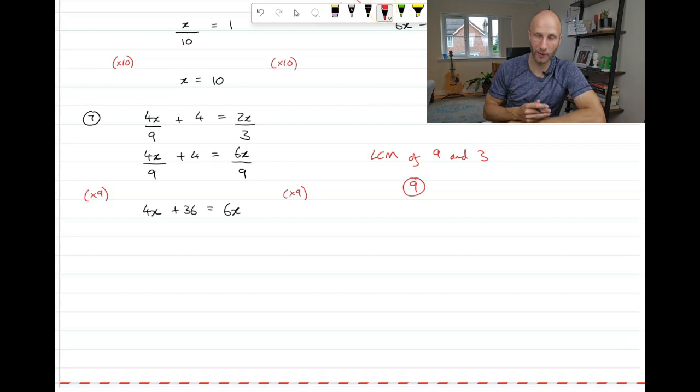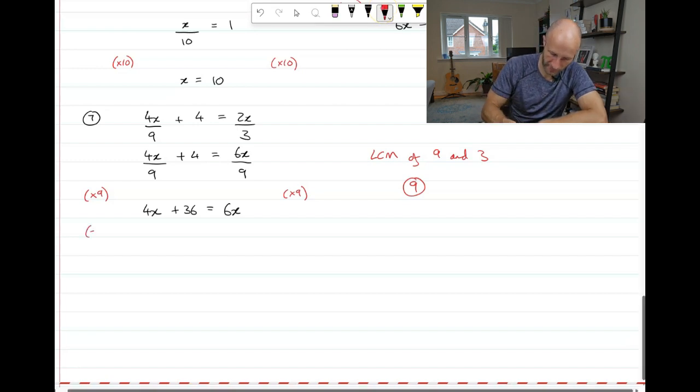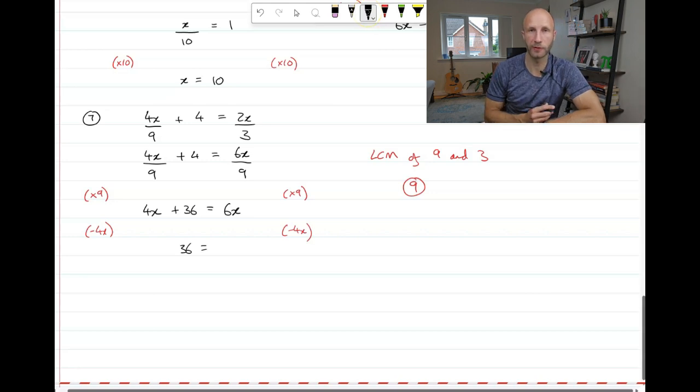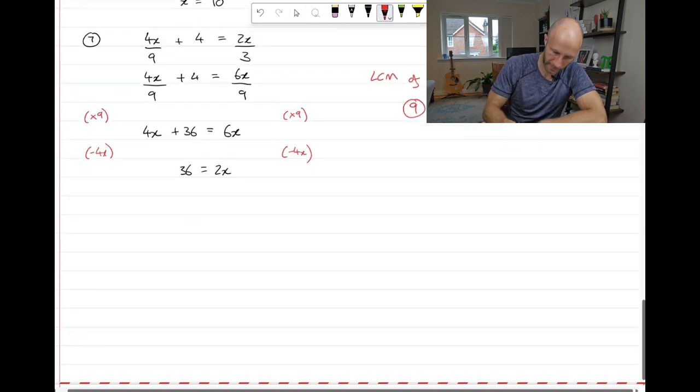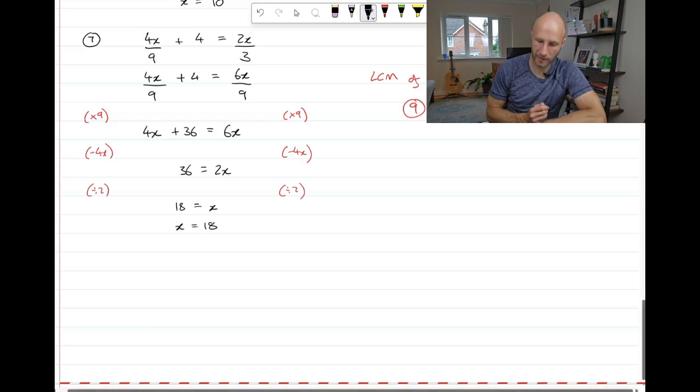And then from here, I can get all the x's on one side. Previous video on this, I think it's less than 3. So I can minus 4x to get all the x's on one side. Try and keep the x's positive if possible. So minus 4x on the left cancels the 4x. Minus 4x on the right gives me 2x. And I can divide by 2 on both sides to get rid of the timesing by 2. And I'll get 18 on the left, x on the right, and I can just tidy it up by writing x equals 18.